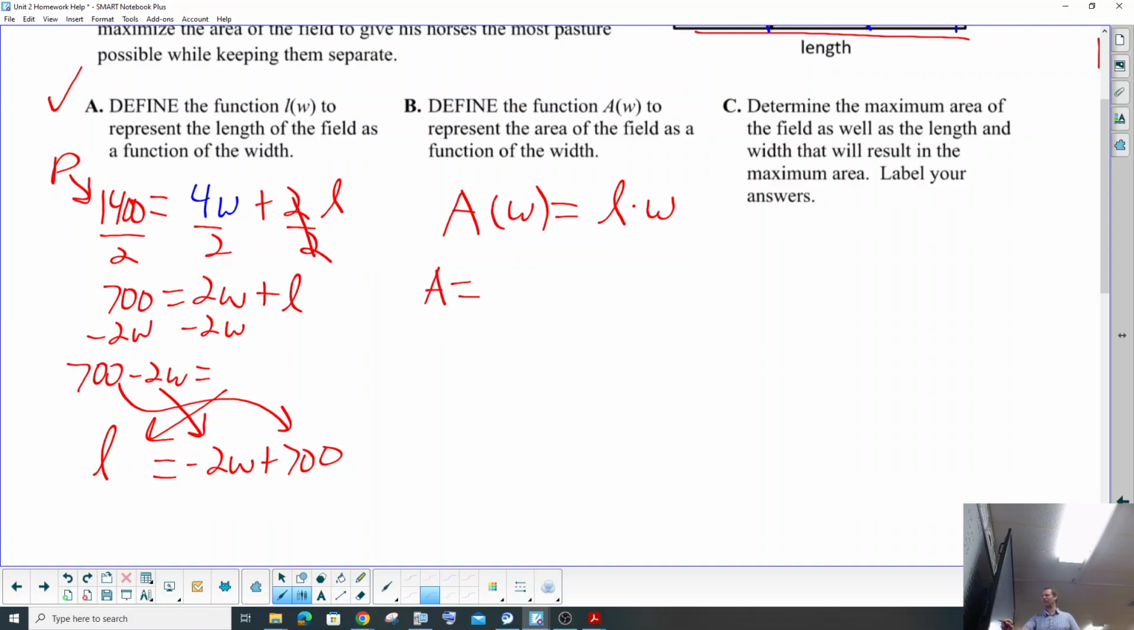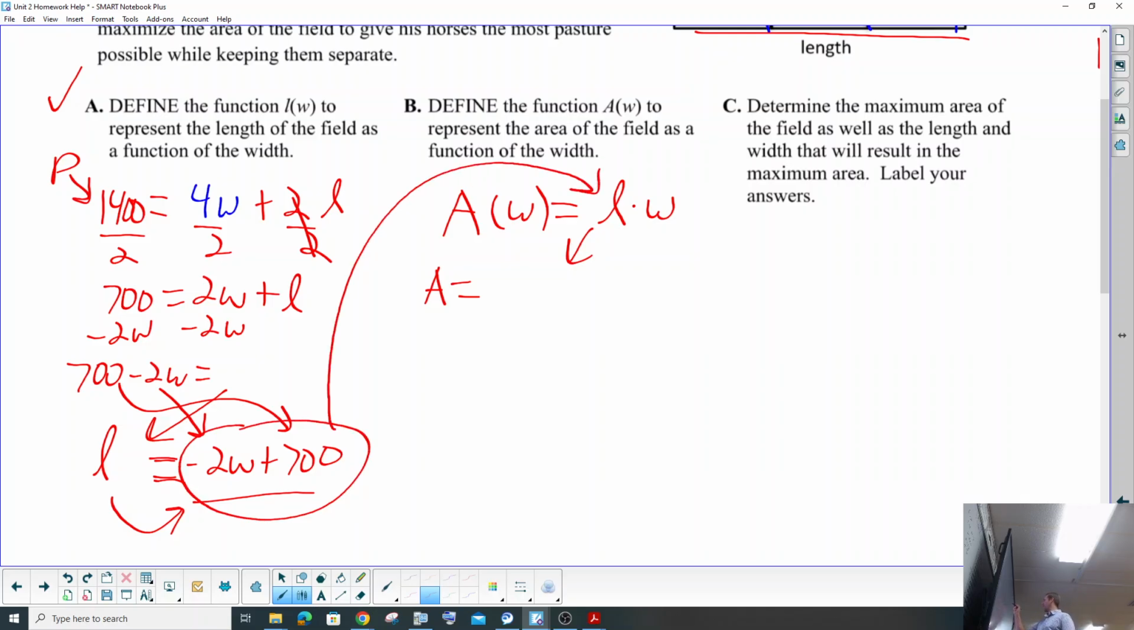Oh, we solved for length. Look at that, they were setting us up. So wherever we see an L, we're going to put what in place of the L? Because they're equal to each other. So we're going to take the whole equation and substitute it in for L.